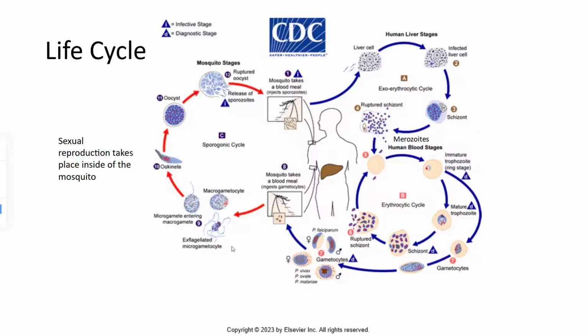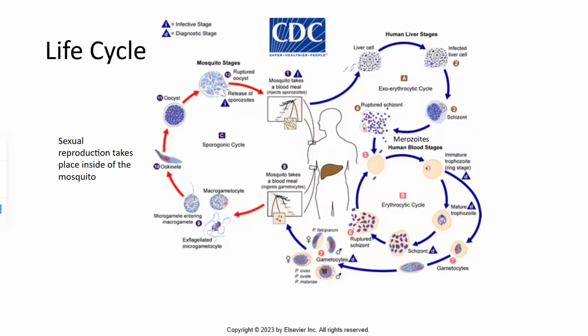Once inside of the mosquito, you've got microgametocytes and macrogametocytes. And the micro ones are going to enter into the macros, and this is the sexual reproduction. So the sexual reproductive cycle actually takes place inside of the mosquito. So in this case, the mosquito is the definitive host and the human's just an intermediate host. So then it's going to replicate, it becomes an oocyst, and then it releases the sporozoites, and eventually those sporozoites can then be taken up to the salivary glands of the mosquito, and then the mosquito bites and continues that cycle.